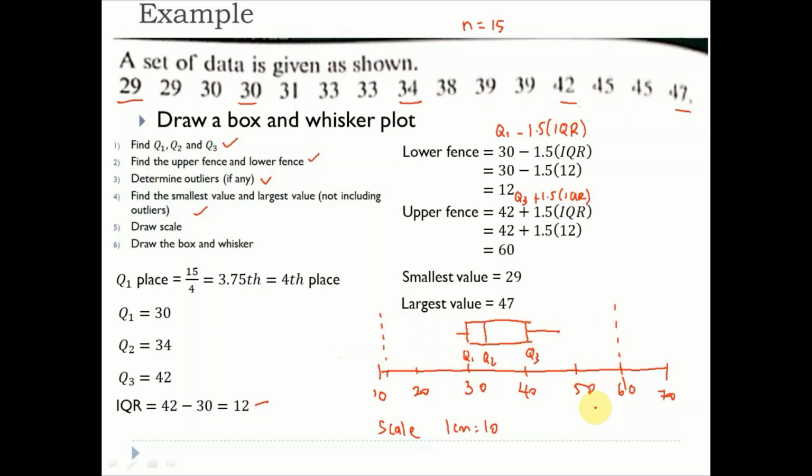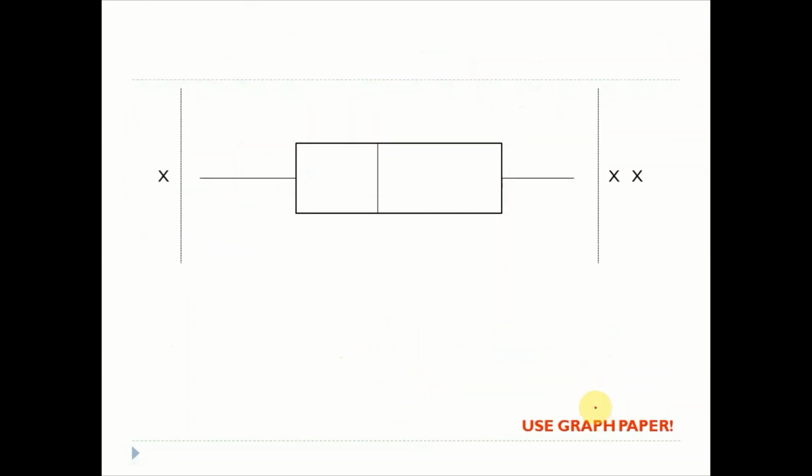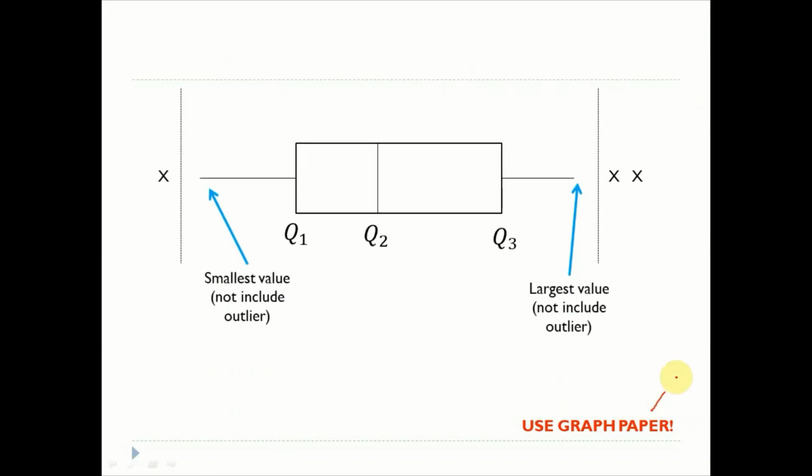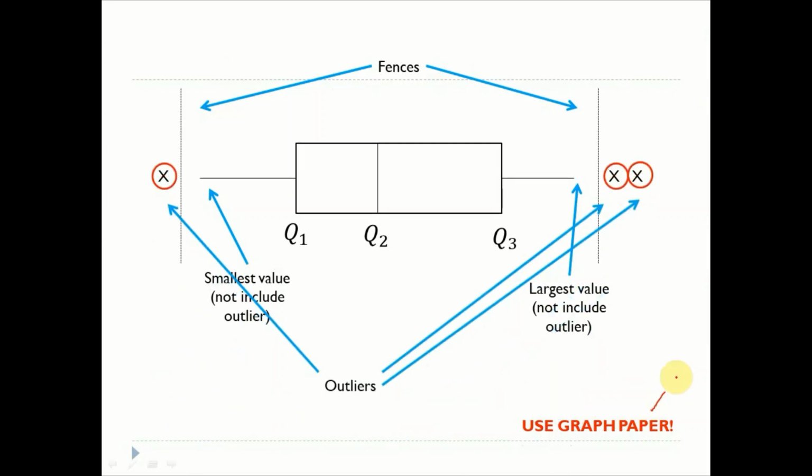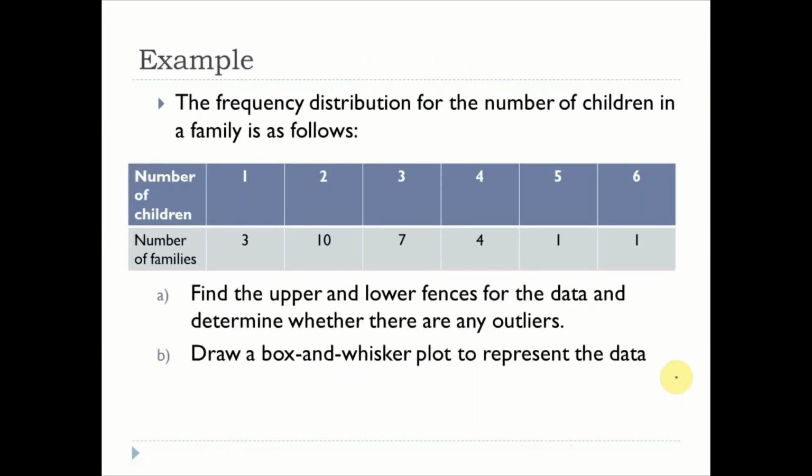Okay, so let's go to the next example. Oh sorry, in a nutshell, so this is bentuk box and whisker. Okay, you have to use graph paper masa you buat dalam exam. So we see that one is Q1, Q2, Q3, and then smallest value, largest value, and then this one is the fences. So dotted line actually tak nampak sangat, and then outliers. Okay, so let's go to another example.